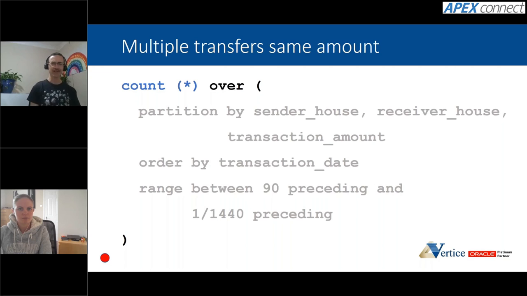So we've got our rules. Pull out the 10 million euro transactions and find, has there been another transaction of the same value in the same house?